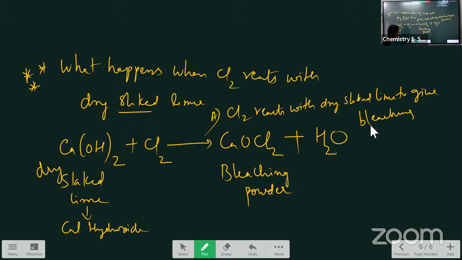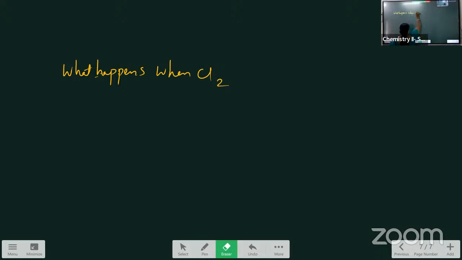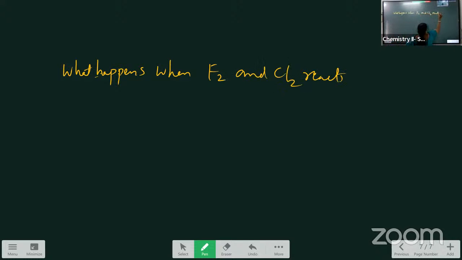Okay students, then next VSAQ from the same chapter. What happens when F2 and Cl2 react with water?